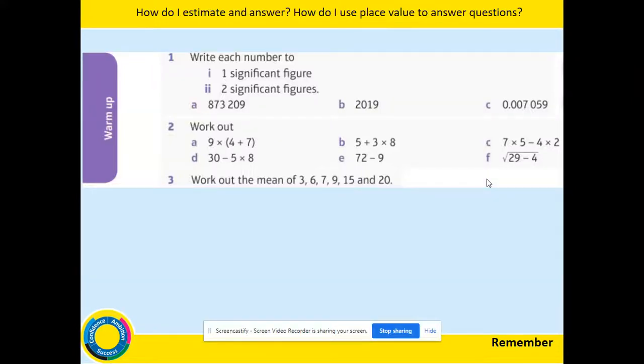Hello everyone, welcome to chapter 1.2 and we're going to look at how do I estimate an answer and how do I use place value to answer questions, okay? Apologies for the typo in the driving question there, it should be how do I estimate an answer, okay? So if you could please have a look at the warm-up activity, see what you can do, work your best through them, pause the video and then play when you're ready to go through the solutions.